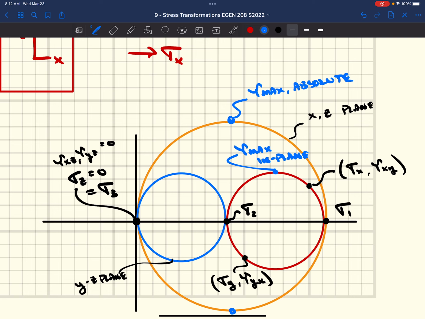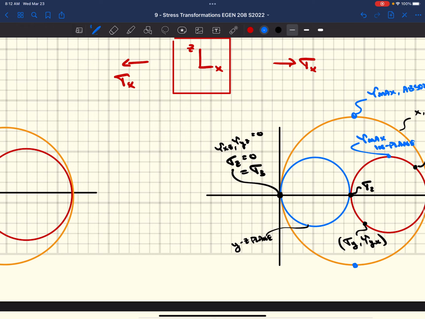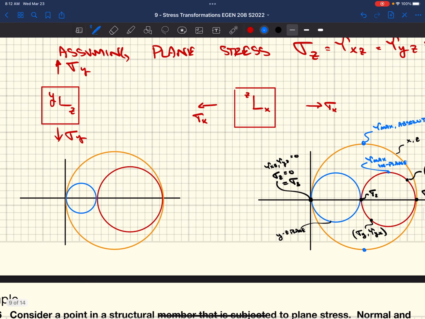Are the circles always in? No, so that's why I drew another one here, right? So I drew another one. And so what can happen is, oh, that's not right. I drew this wrong, sorry.